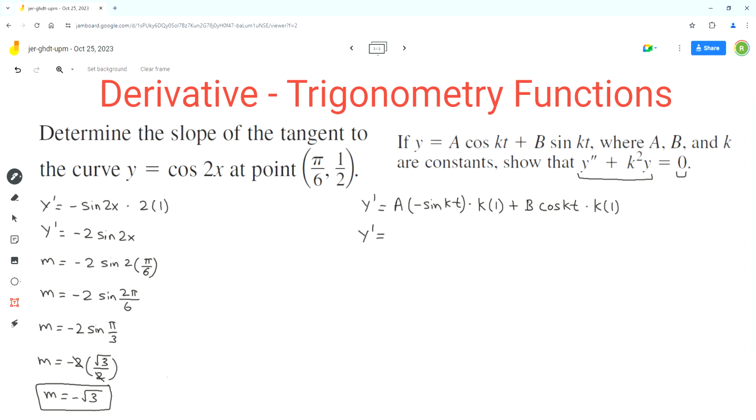Now we can simplify this expression. In the first part, we can multiply k times 1, which is k, and then we can multiply k by a, which is ka, and times minus sine kt will be minus ka sine kt. And in the second part, we can multiply k by 1, which is k, and then k times b will be kb cos kt.